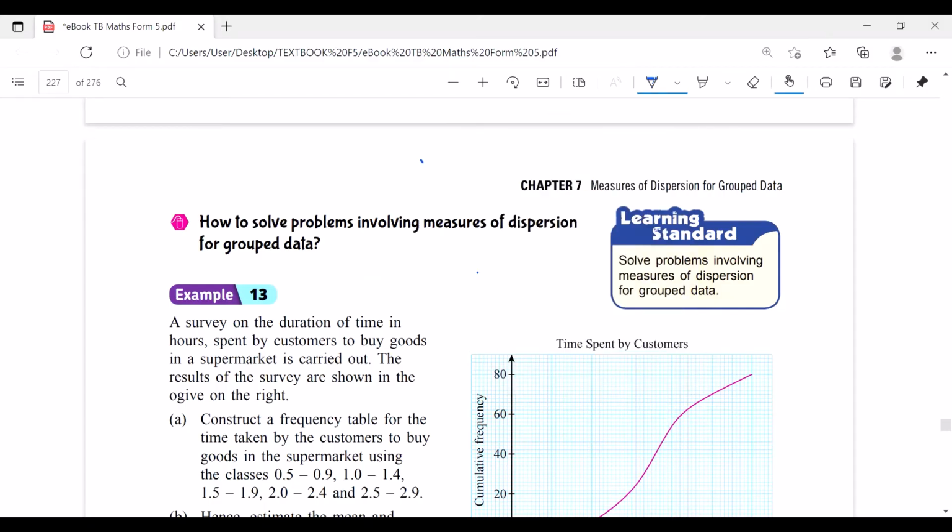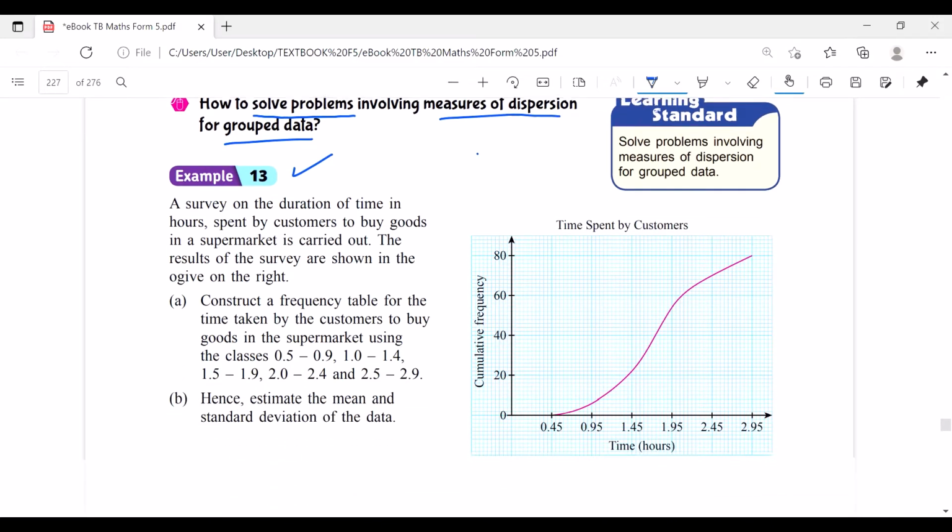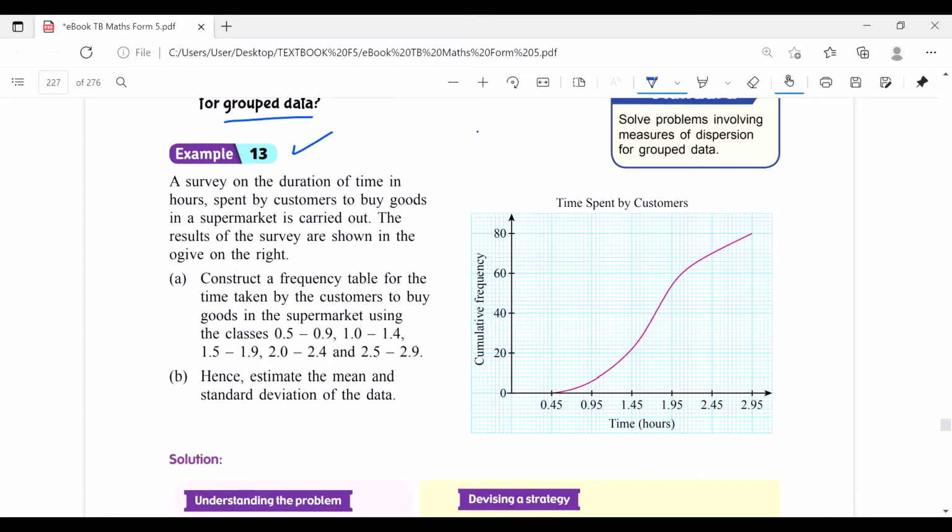Okay, today we'll solve problems involving measures of dispersion for grouped data. So let's look at example 13. There's a survey on the duration of time in hours spent by customers to buy goods in a supermarket. The results of the survey are shown in the ogive on the right. Okay, you can see it here.